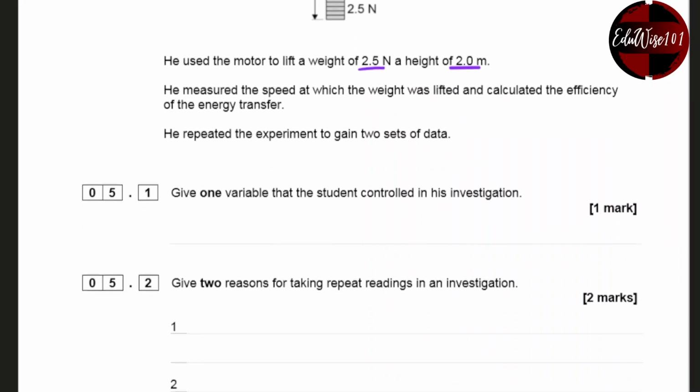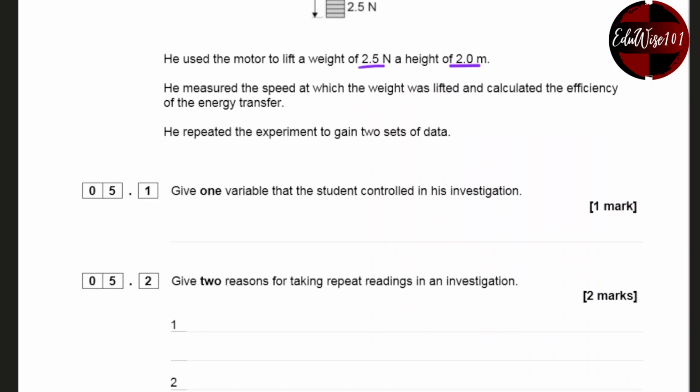Question 5.1. Give one variable that the student controlled in his investigation. So if you're trying to find out the efficiency while lifting 2.5 newtons through a height of 2 meters and you're repeating it twice, you wouldn't want to change the height that you're lifting the weight, and you wouldn't even want to change the amount of weight as well. So they're only asking for one of the variables, so you could say any of this, the weight lifted or the height lifted.